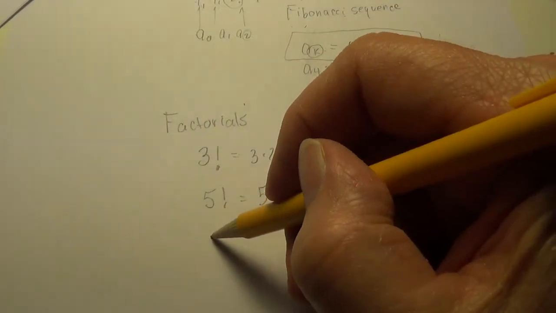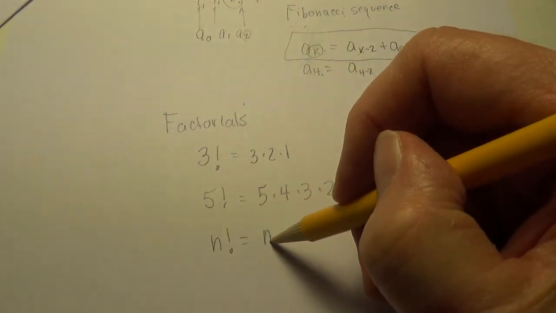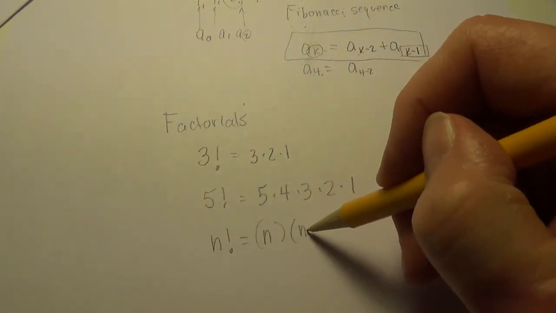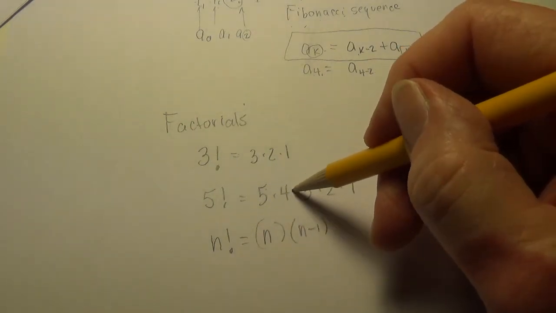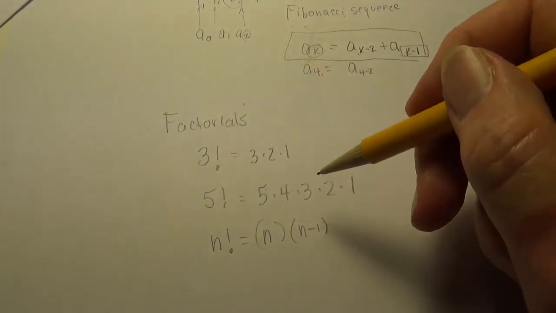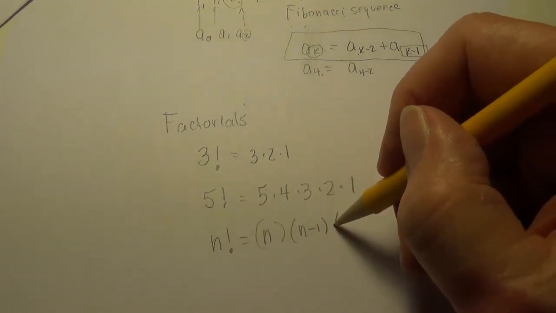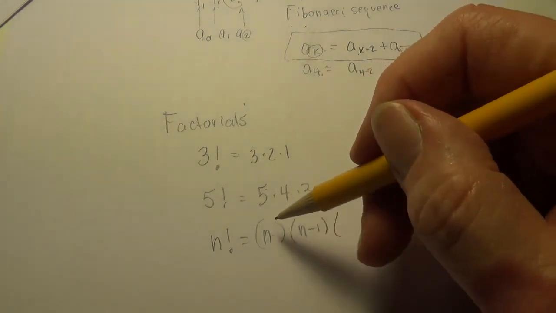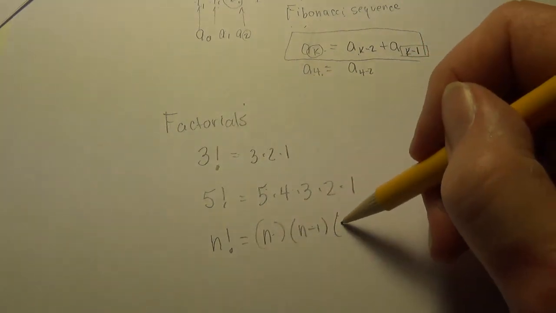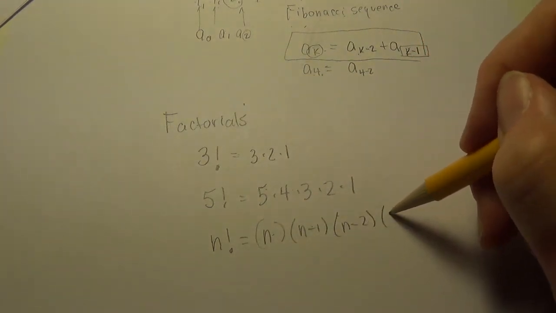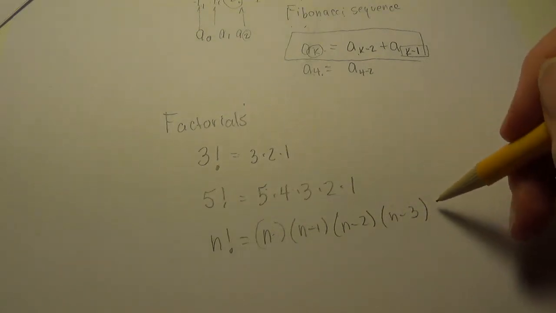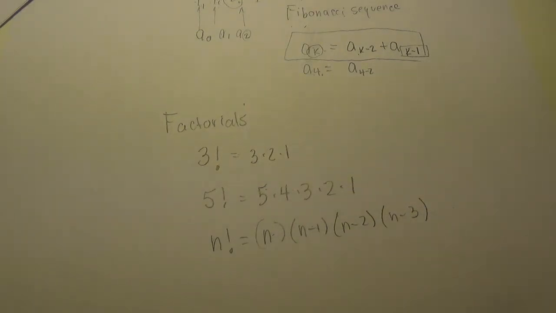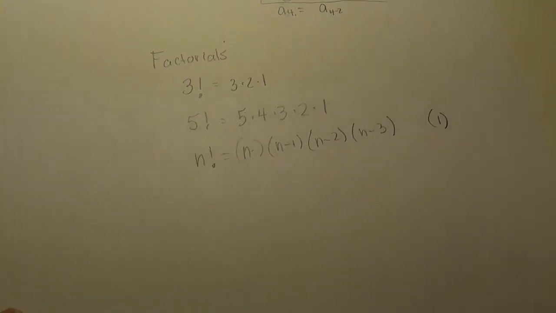So we can define n factorial as n times n minus 1, just like 5 goes to 4 and 4 went to 3. It's always 1 subtracted, then times n minus 2 and times n minus 3, etc., all the way down till we finally get to the value 1. So that's how you figure a factorial. They will pop up in our work like this.